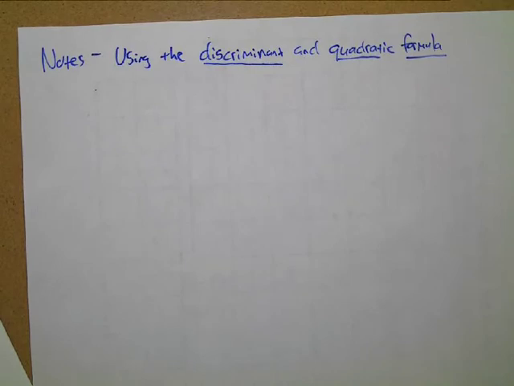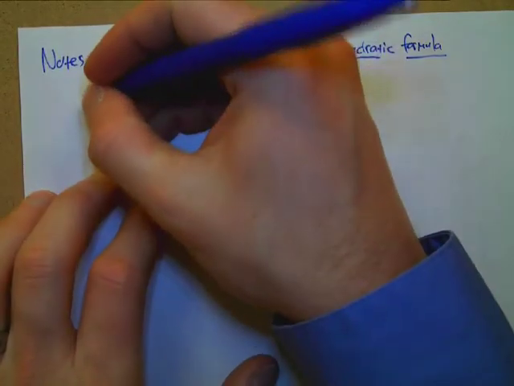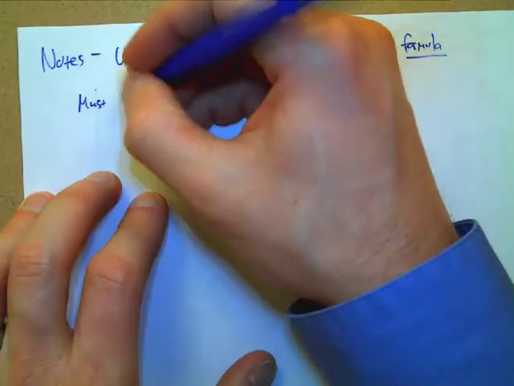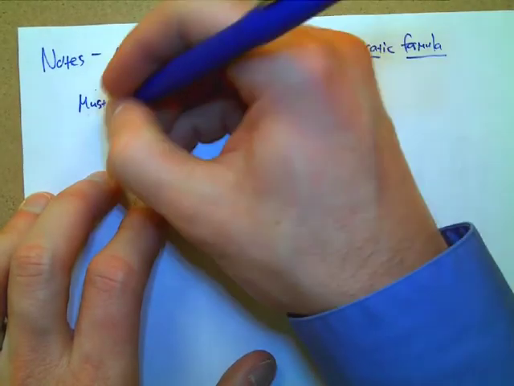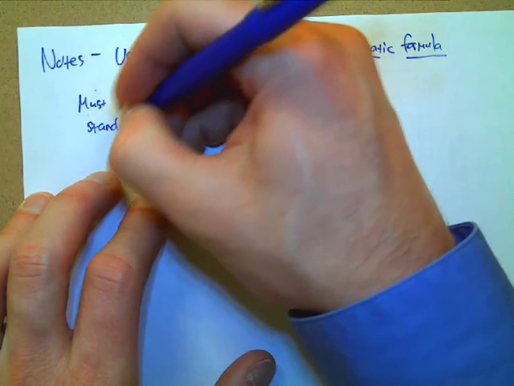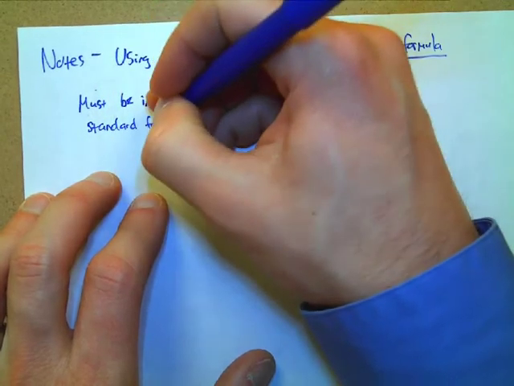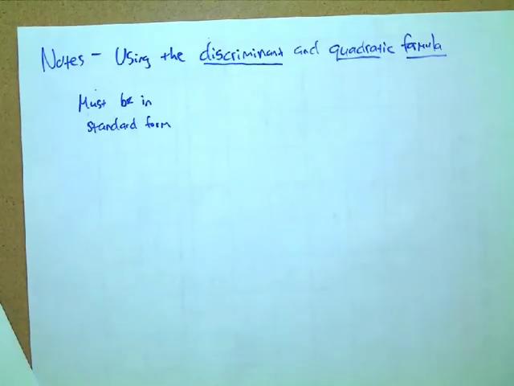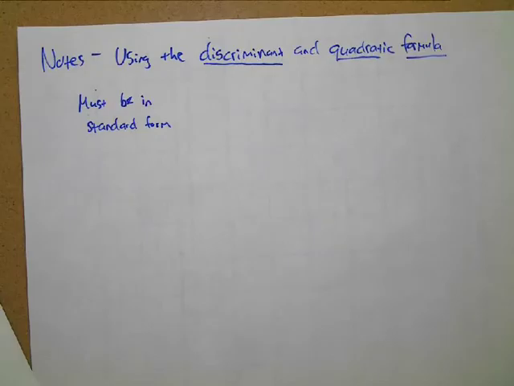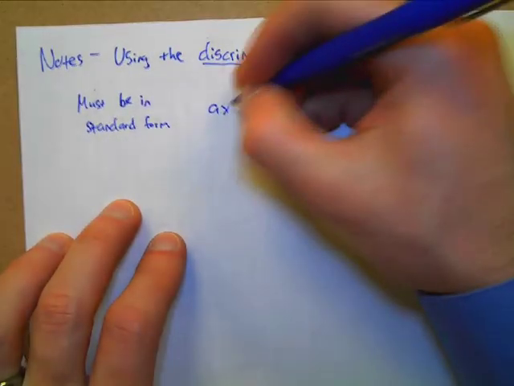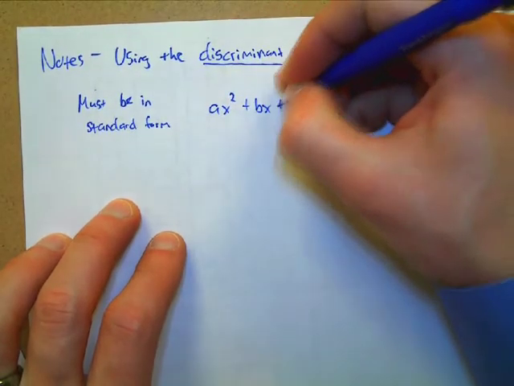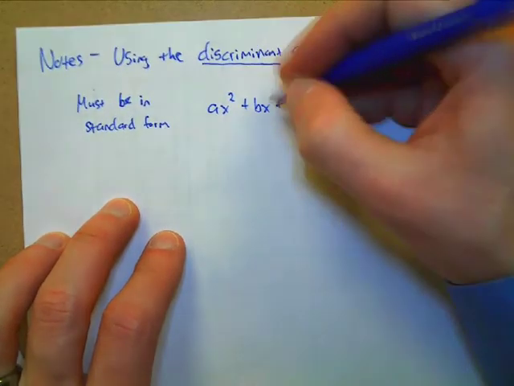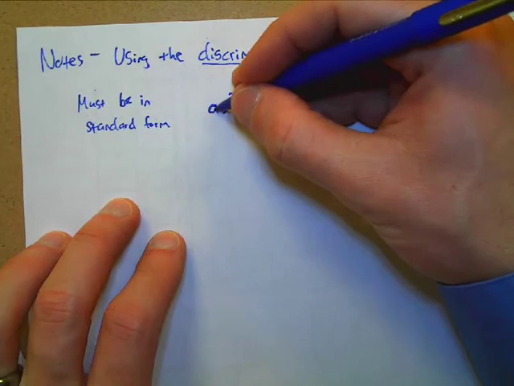So what's the deal then? Why don't we just learn that first? Well, it's because the quadratic formula can be a little bit of a pain. Before we talk about the quadratic formula, just to highlight something here: your quadratic equation must be in standard form. In other words, we must have it in ax squared plus bx plus c equals 0 form. This is standard form.